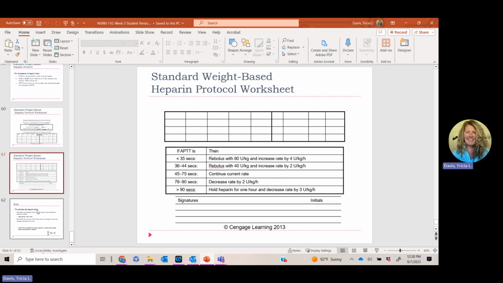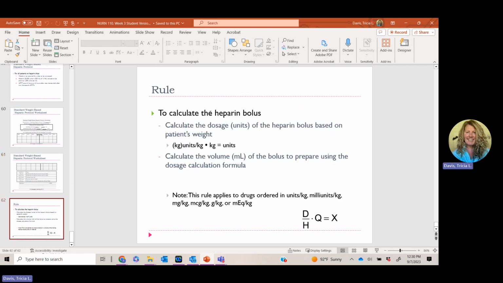Okay, so this is your heparin. To calculate the heparin bolus, we calculate the dosage of units of the heparin based upon the patient's weight, for example, 5 units for every kilogram of weight. Then calculate the volume, the mLs of the bolus to prepare, using the dosage calculation formula. This is the formula that we always use for heparin.